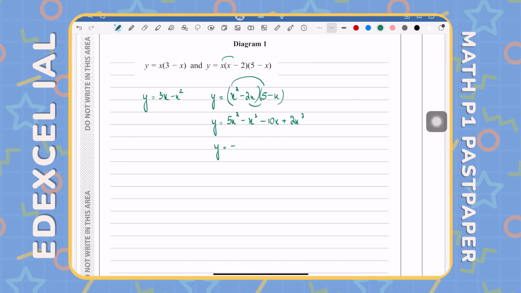By that I mean let's write the cube first. Let's add whatever it is that we can. So we have positive 7x squared and then minus 10x. Now they both can be equated. So let's do that. 3x minus x squared is equal to minus x cubed plus 7x squared minus 10x.